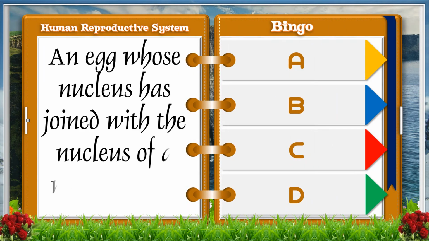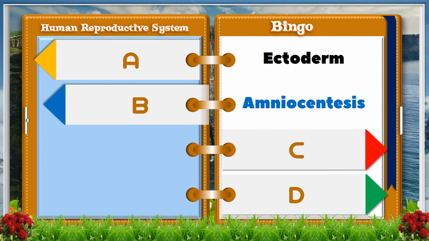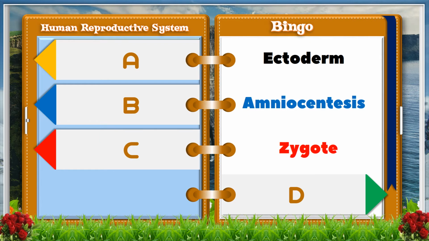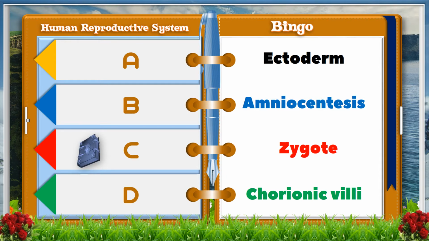An egg whose nucleus has joined with the nucleus of the male gamete. A. Ectoderm. B. Amniocentesis. C. Zygote. D. Chorionic villi. And the answer is C. Zygote.